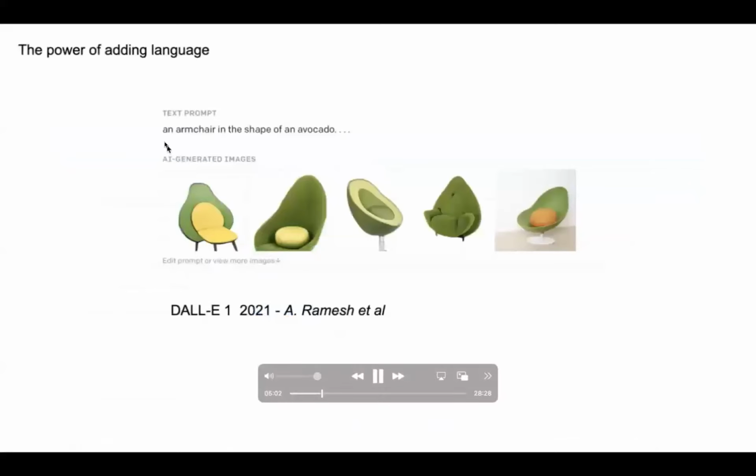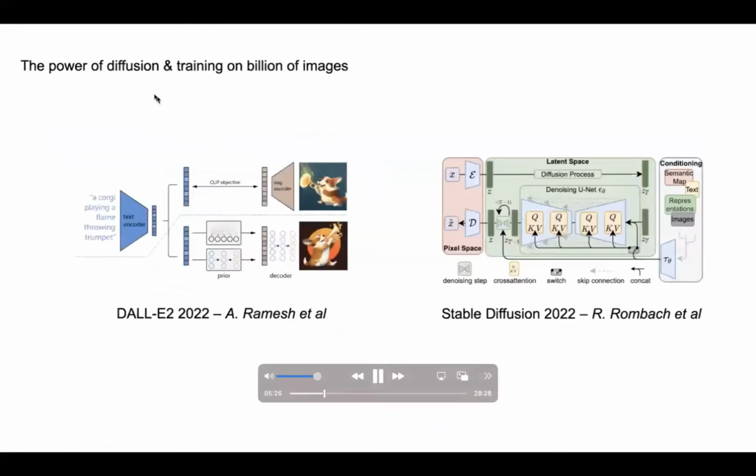So in 2021, DALL-E came around, and DALL-E with other papers at that time shows us the power of adding language to image generation. By adding language and doing cross attention between language and image during the generation, the quality of the generation improved a lot. Then came Stable Diffusion and DALL-E 2, which shows us basically the power of using diffusion models in this art generation in conjunction with the power of training these models on billions of images.